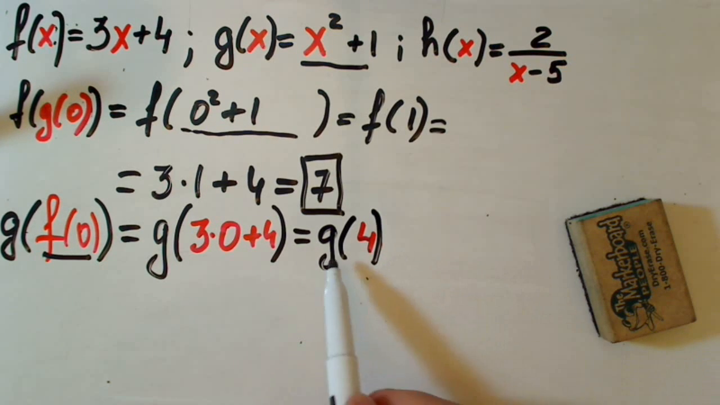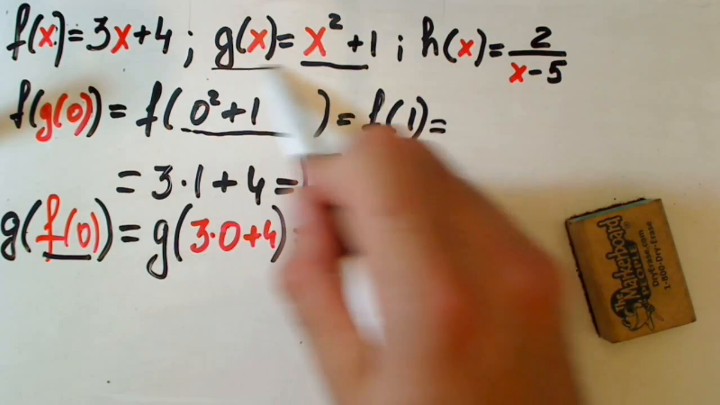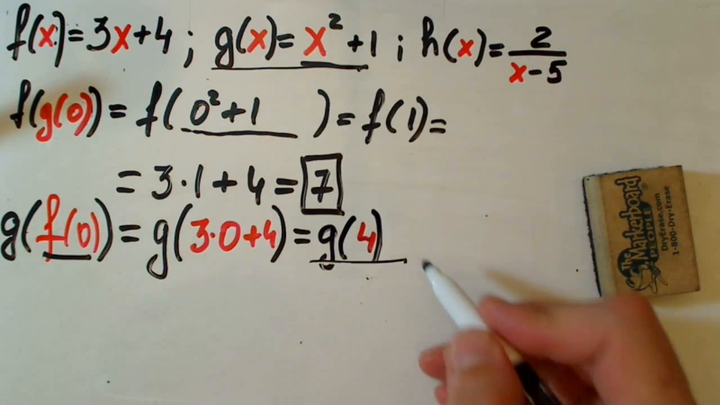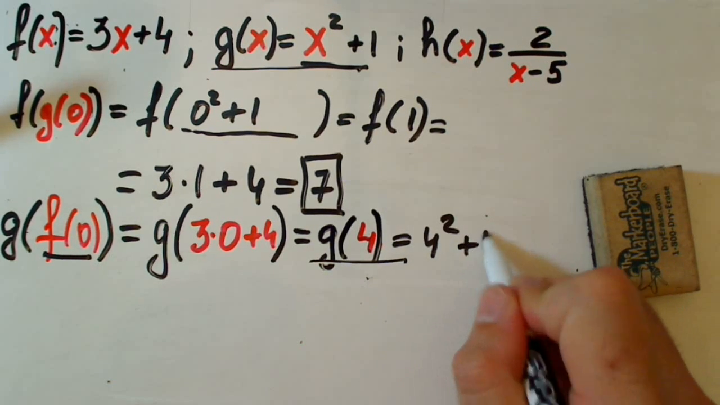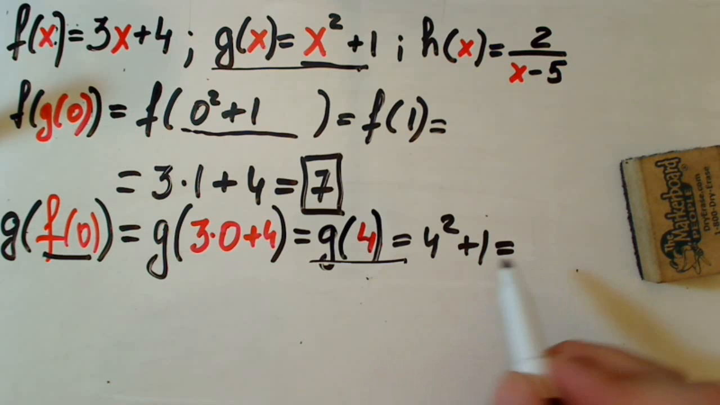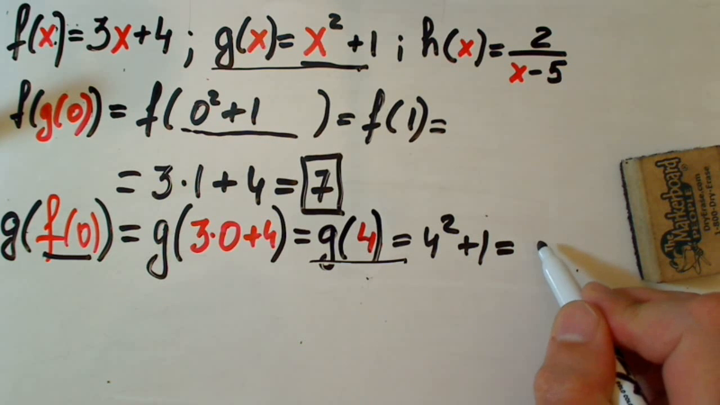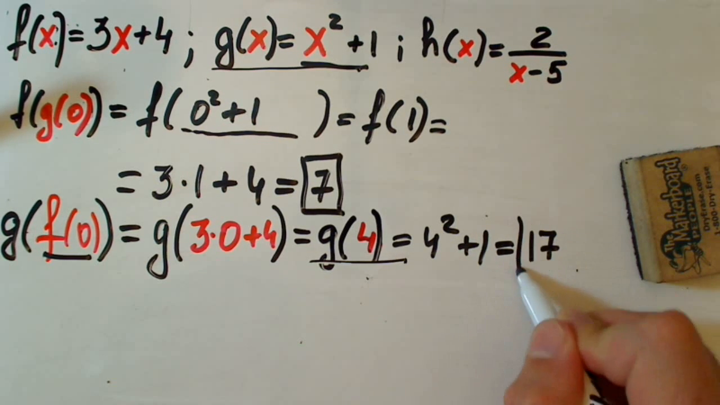And g of 4, again, we just plug into our original function g. And we have 4 squared, it's our input, plus 1. And 4 squared is 16, plus 1 is 17. That's the result. That's it.